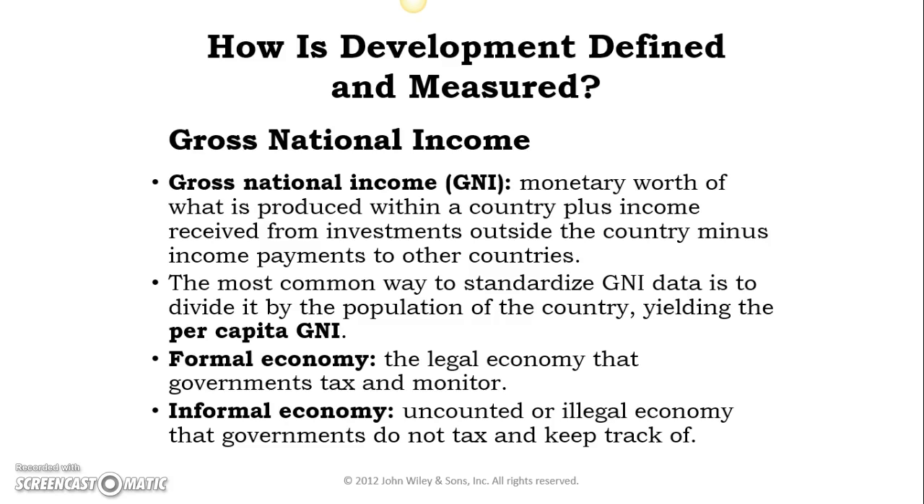The informal economy is the uncounted and/or technically illegal economy that governments don't tax or keep track of. Think of it this way: if you babysit, for instance, you get paid in cash, you're not paying any taxes on it. The government has no clue whether you worked or not. That's the informal economy. In more developed countries, most of their gross national income, or most of people's income in general, comes from the formal economy. Less developed countries, especially countries with a large problem with poor governance, which we'll talk about in our political geography unit, generally have a much larger informal economy.